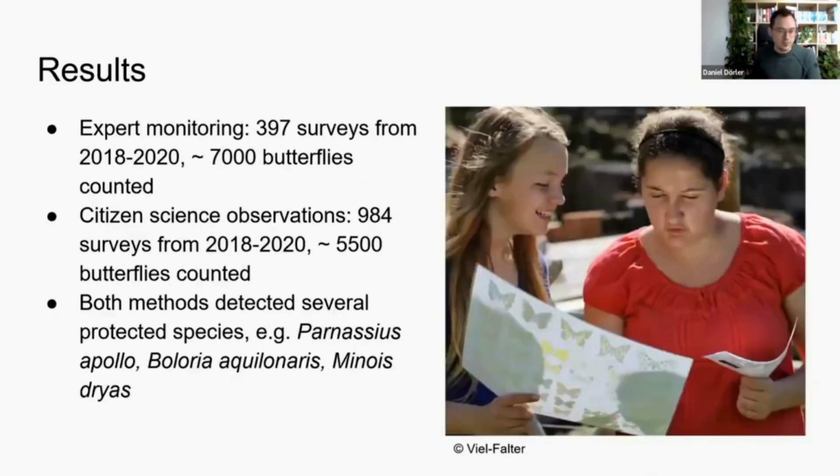And also here some first results. The expert monitoring has done 397 surveys from 2018 to 2020, and the experts observed roughly 7,000 butterflies. The citizen scientists did 984 surveys in the same time period, and they counted roughly 5,500 butterflies. What is really nice is that both the experts and the citizen scientists observed several protected species, so they really complement each other.